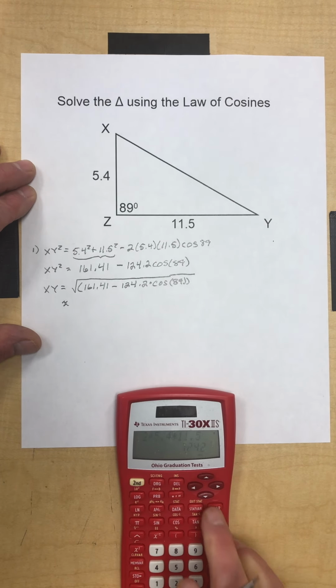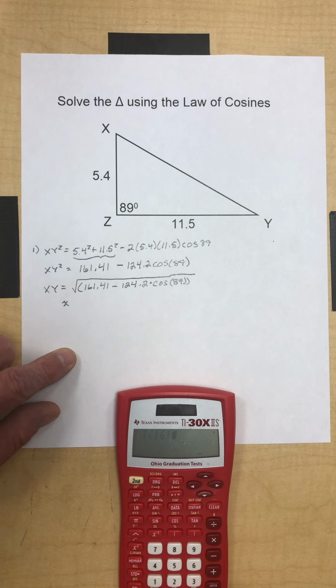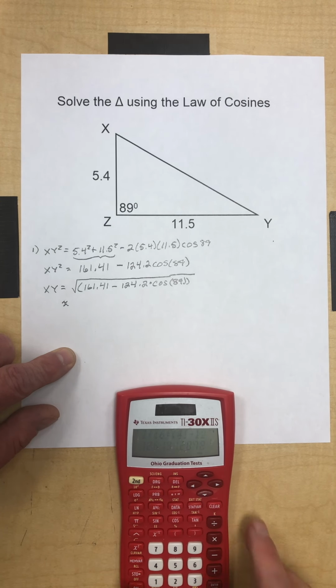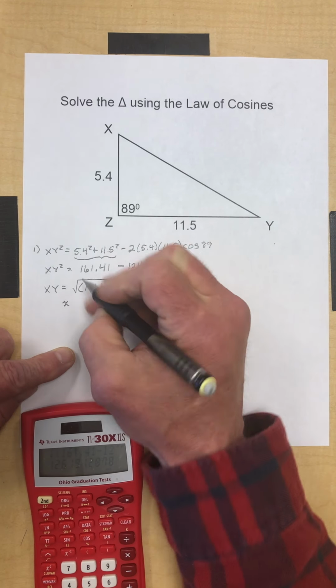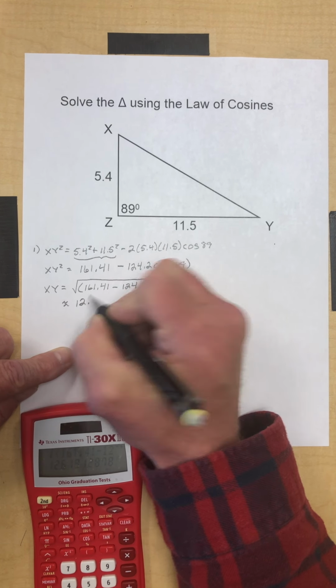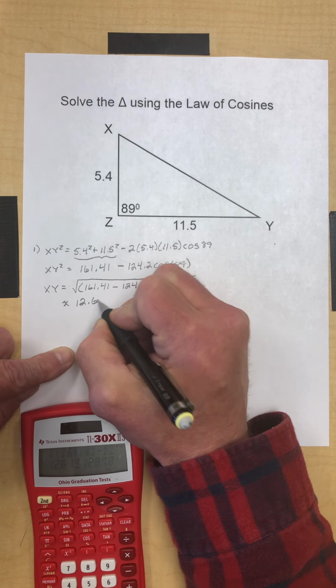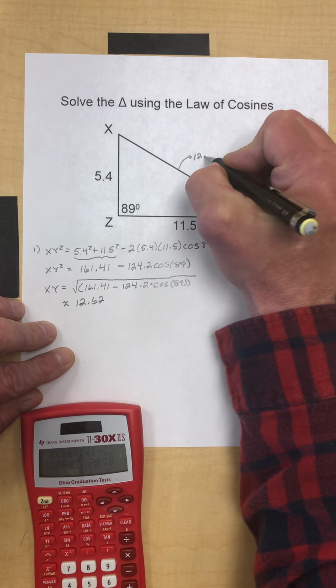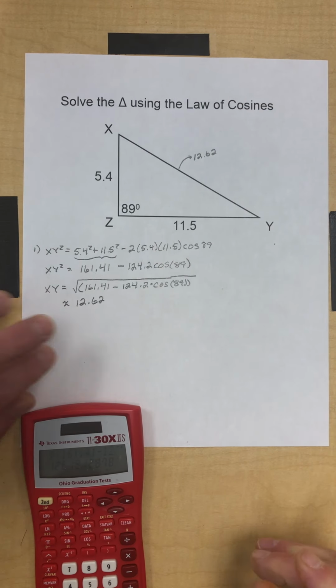Okay, so let's see. Second, square root, 161.41 minus 124.2 times the cosine of 89 degrees. And I am getting approximately 12.62. So this guy right here is 12.62 units.